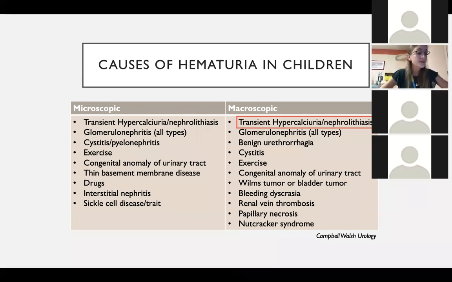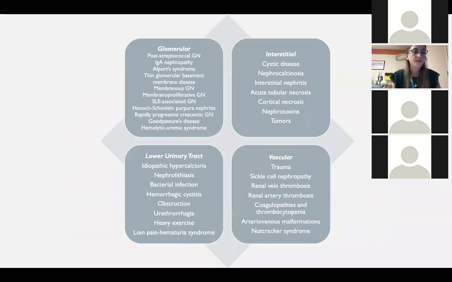For macroscopic or gross hematuria, the number one cause in children tends to be hypercalciuria, with glomerular nephritis and benign urethrorrhagia coming in a close second. Another classification we can use is based on the origin of the bleeding. This can be glomerular, which includes all of the glomerular nephritis conditions, interstitial, lower urinary tract, and vascular.